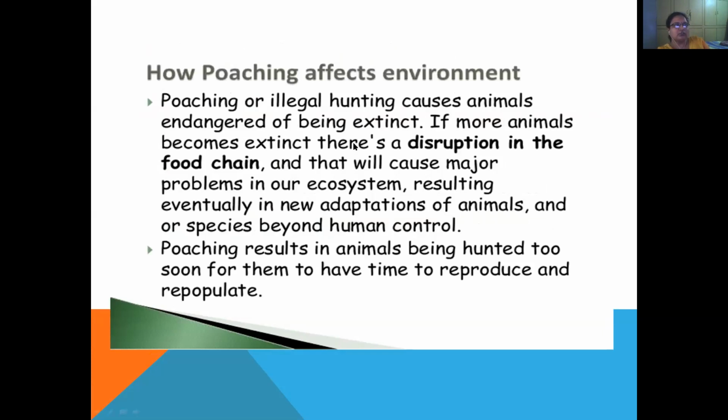And how it affects the environment: because of hunting of animals, the species will be endangered, or it will become extinct. If more animals become extinct, there is a disruption in the food chain. We all know that the food chain and the food web must be there to balance the ecosystem, right? So if we go for poaching of animals, then this food chain or food web will be imbalanced. Poaching results in animals being hunted too soon for them to have time to reproduce and repopulate. So they can't do that also.